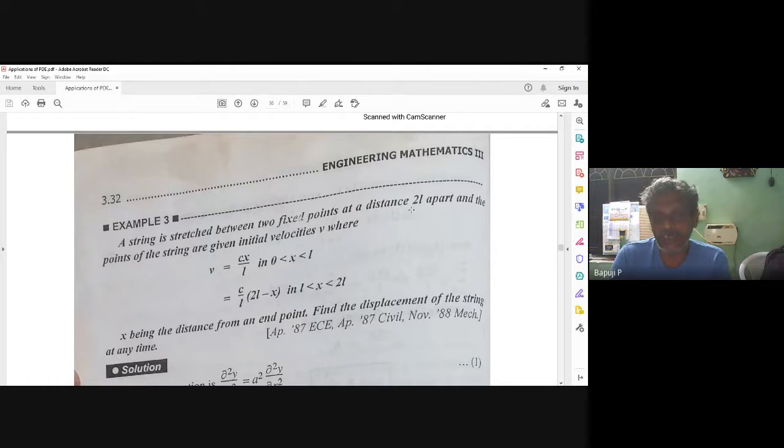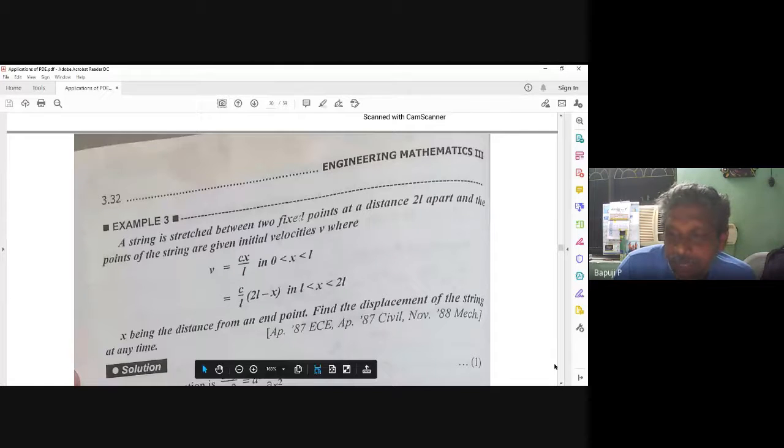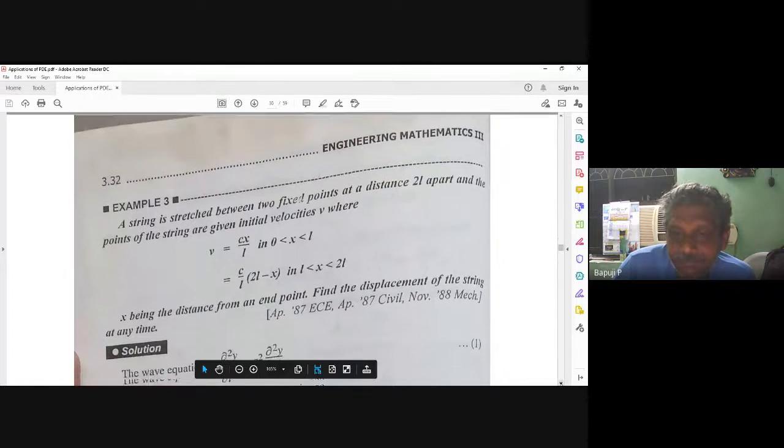This 2L, can I write capital L? Sir, can I write 2L is equal to capital L? Can I change? Just an assumption. 2L I am writing as capital L. So this becomes 0 to x equal to L by 2. This is L. So I will get the half range sine series. Then I can attack.